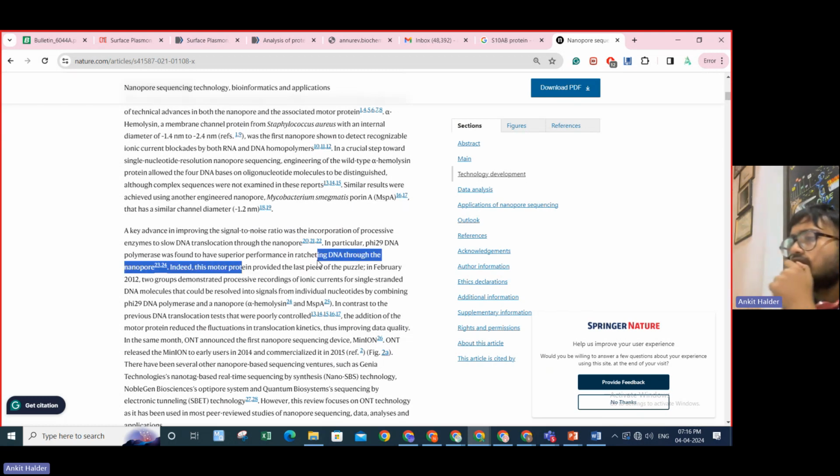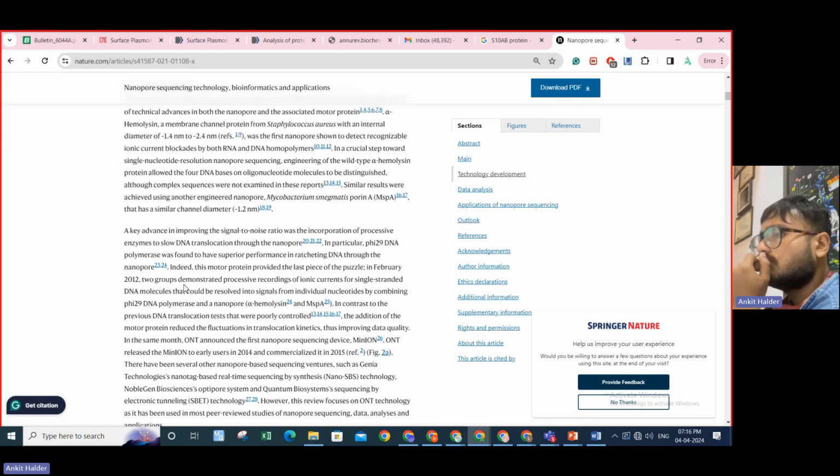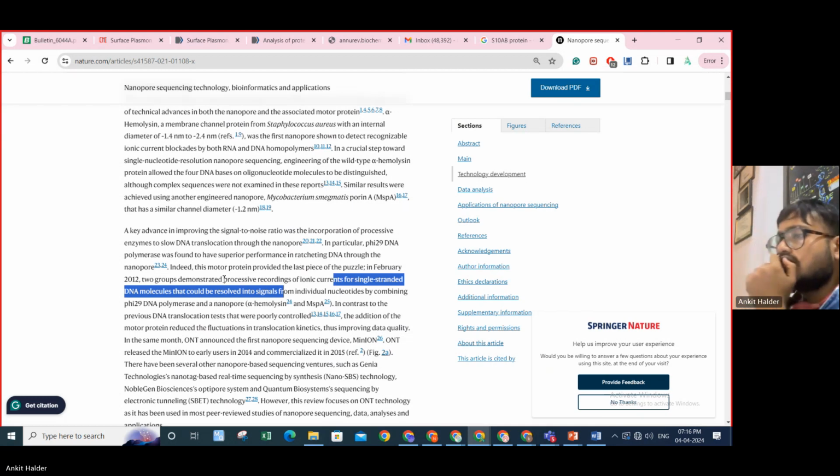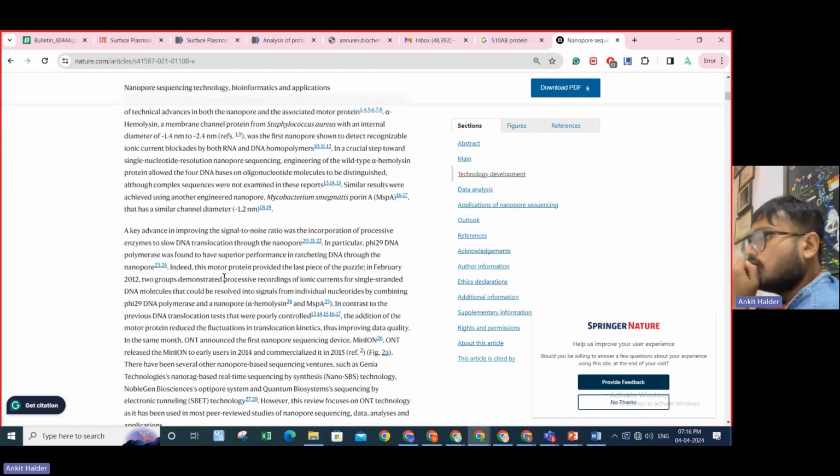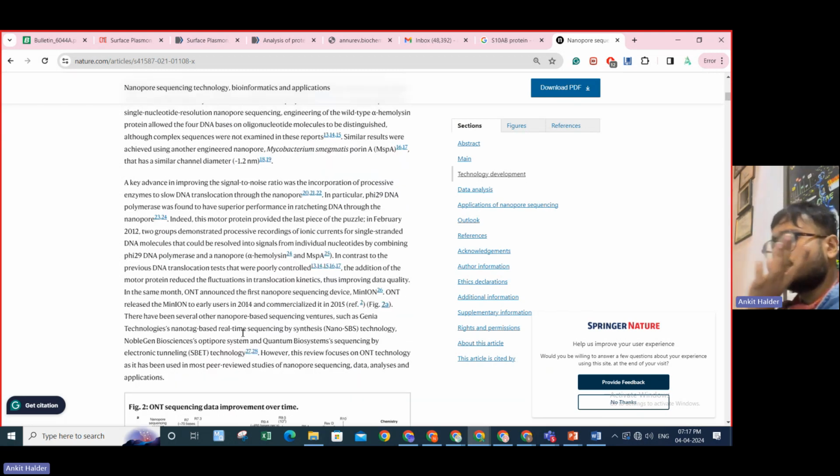Indeed, the motor protein provided the last piece of the puzzle, allowing demonstration of recordings of ionic currents for single-stranded DNA that could be resolved into signals, with the nanopores alpha-hemolysin and MspA. In contrast to the previous DNA translocation, which was poorly controlled, the addition of the motor protein reduced the fluctuation in translocation kinetics. The same month, ONT announced the first nanopore device, MinION. ONT released the MinION to users in 2014 and commercialized it in 2015.